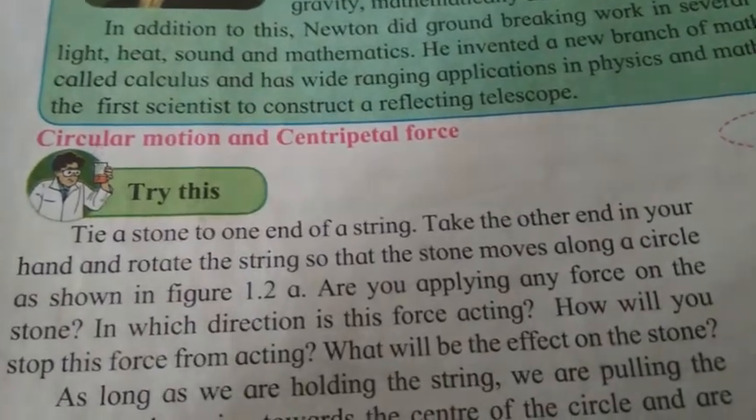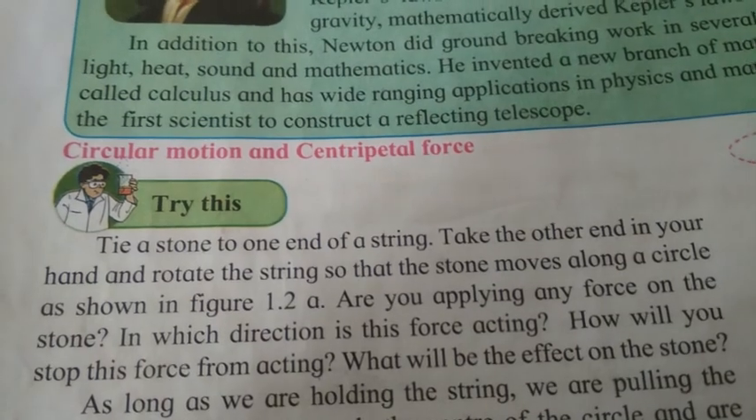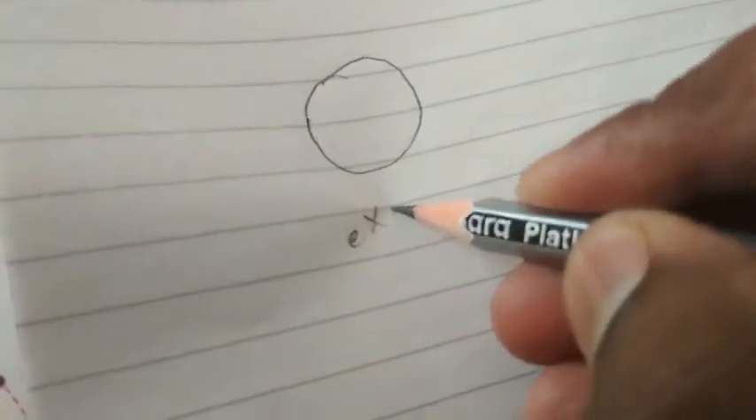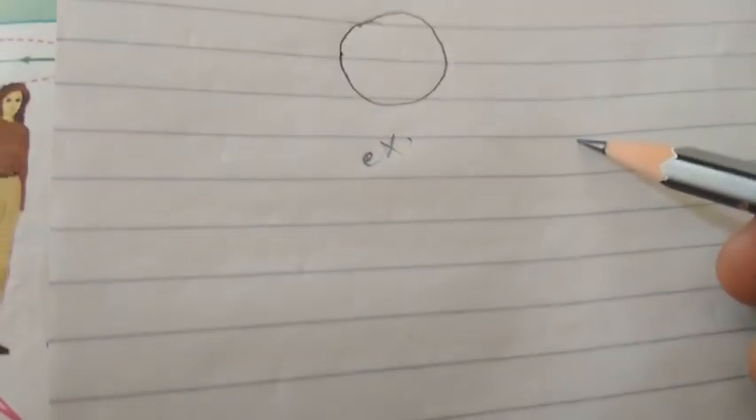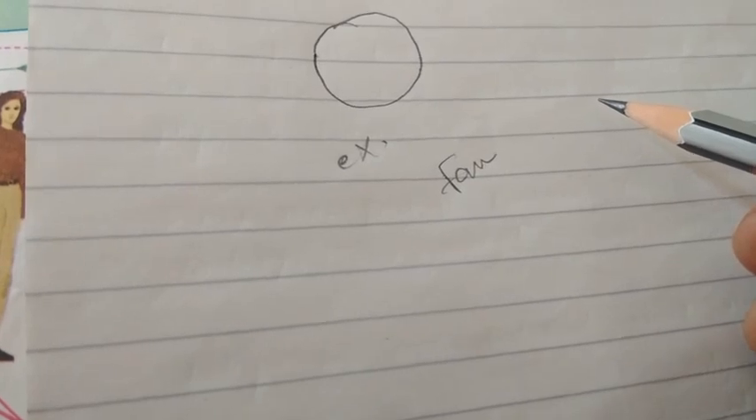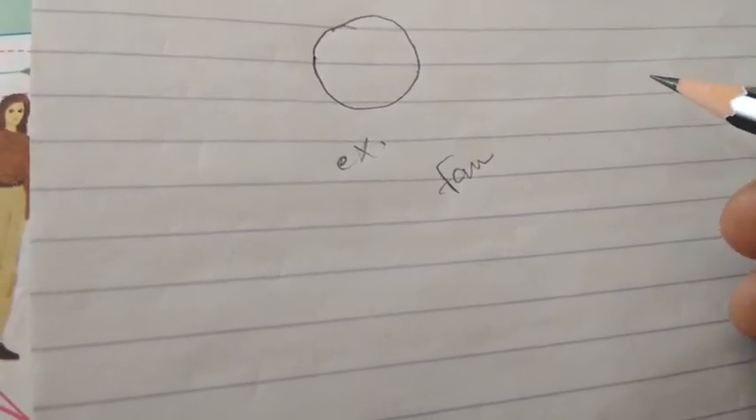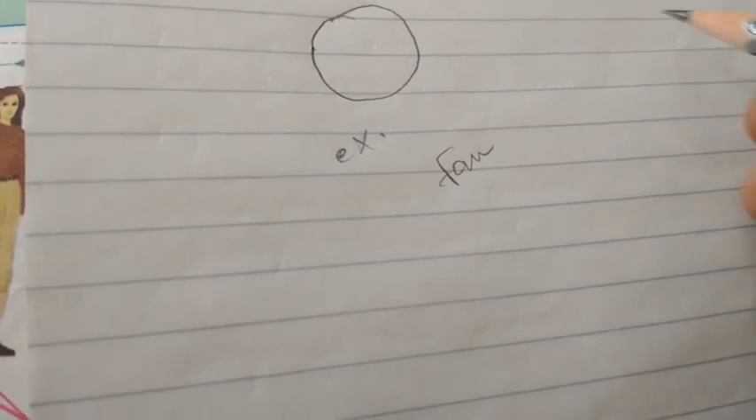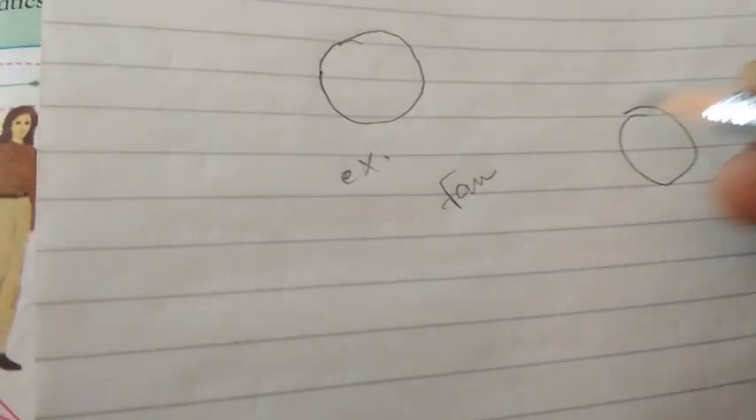Next topic is circular motion and the centripetal force. Circular motion means motion along a circular path. Examples of circular motion: the hands of a clock move in a circular manner. Similarly, a fan also moves in a circular manner. A giant wheel and a merry-go-round move along a circular route. In our day-to-day life, we come across many examples of objects that trace a circular path.